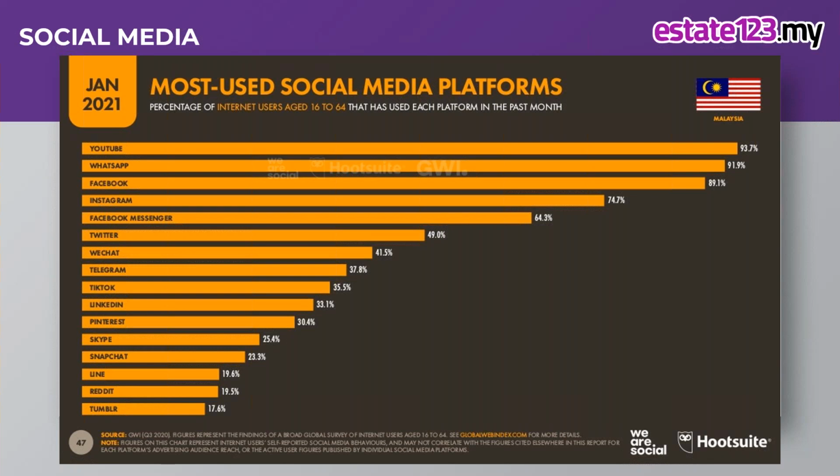Okay, so this is also the latest statistics up to January 2021. This company, Hootsuite, is actually a marketing company, and they do quite a lot of analysis about marketing around the world. So we managed to get the data for Malaysia. From these statistics, you can see we have YouTube on top, where most people are using YouTube as their social media platform. We have 93.7%, which is very, very high.